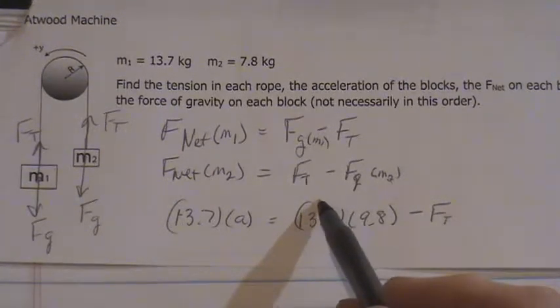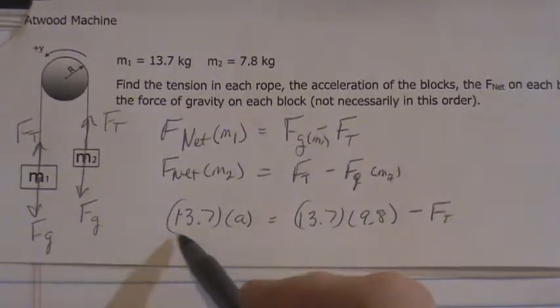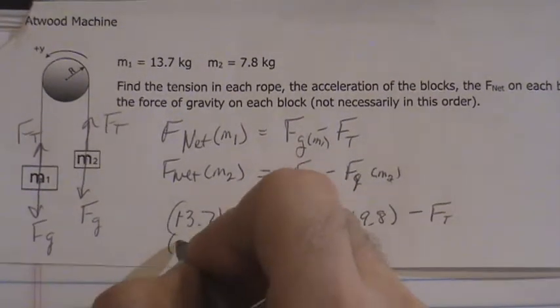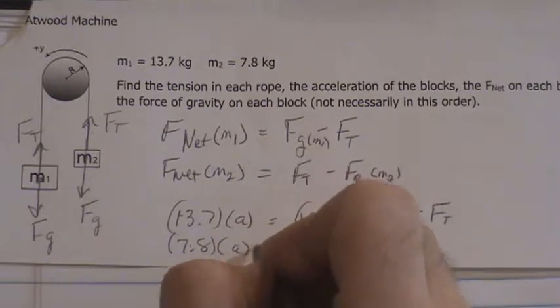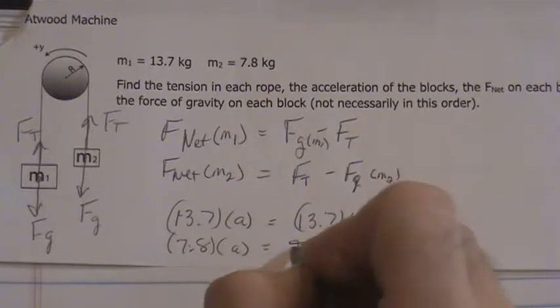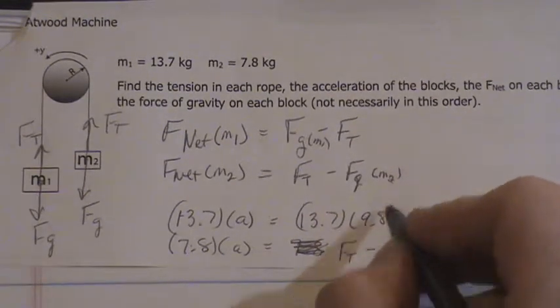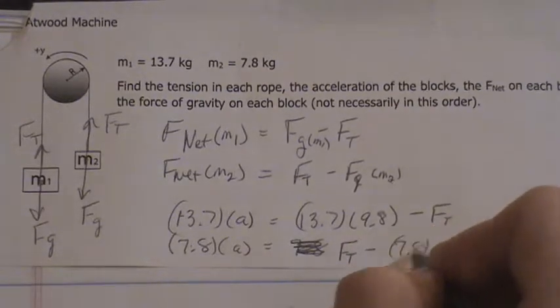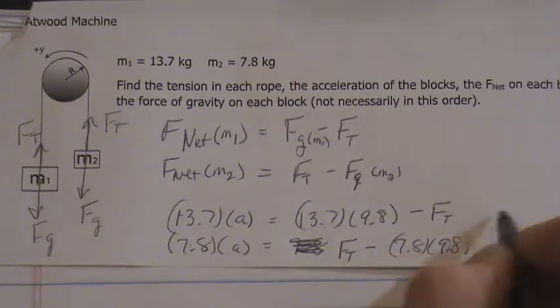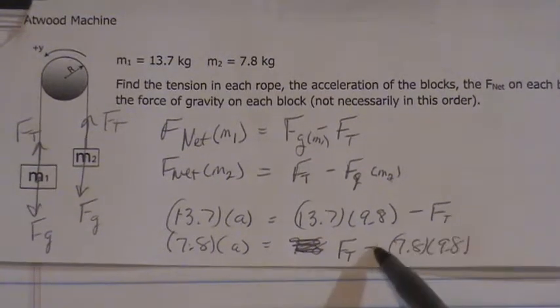So I'm just going to leave our acceleration of gravity as 9.8 for now. For the second object, 7.8 times its acceleration is going to be the force of tension minus the force of gravity on it, 7.8 times 9.8. Now, even though it's on here twice, these tension forces are exactly the same thing.